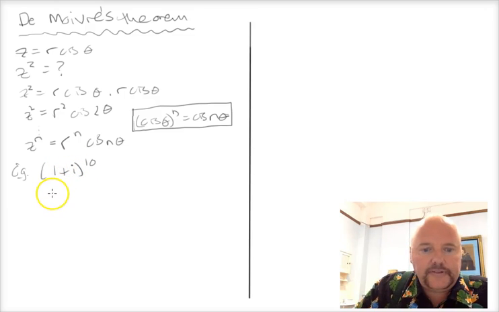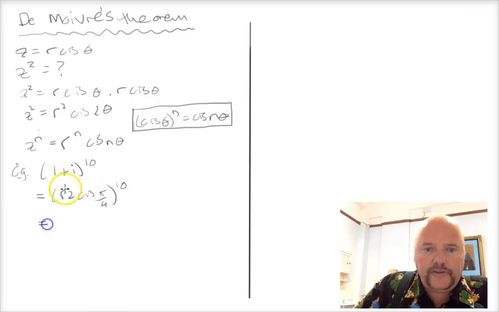Now, the reason I picked these ones is because I know what the modulus is. It's root 2, and I know the argument is pi on 4. So this is really going to be root 2 cis pi on 4 all to the power of 10. Now, by de Moivre's theorem, I have to raise this modulus to that power, and I have to multiply this argument by that. So n theta means n times theta, so it's going to be 10 times pi on 4. Now, root 2 is 2 to the power of a half, and 2 to the power of a half raised to the power of 10 is 2 to the power of 5, which is 32. You can do that in your calculator if you like, and this becomes cis 10 pi on 4.